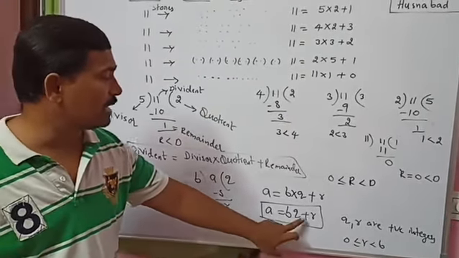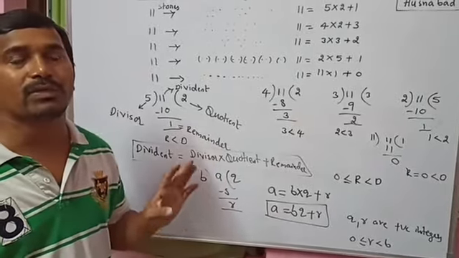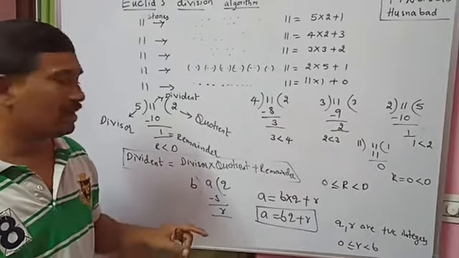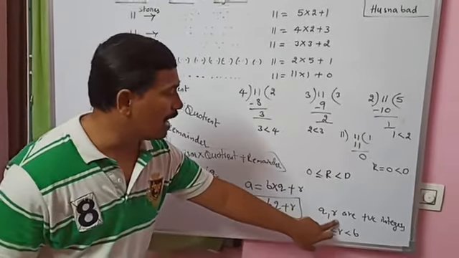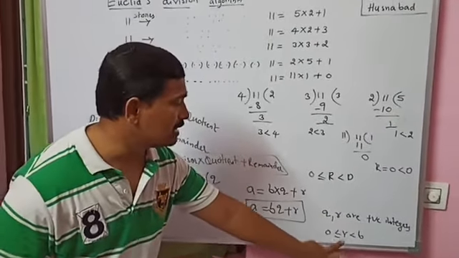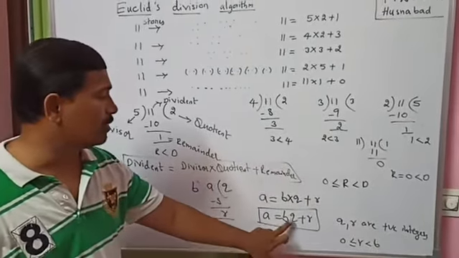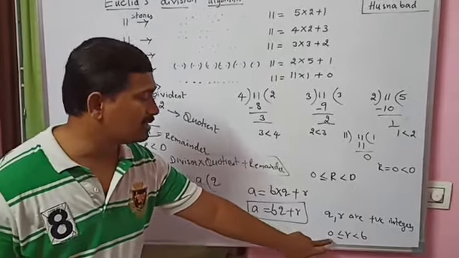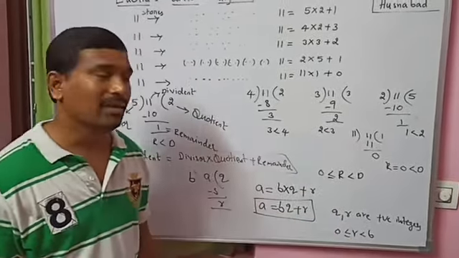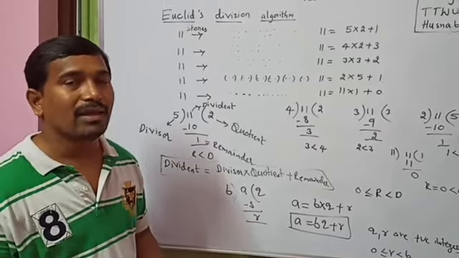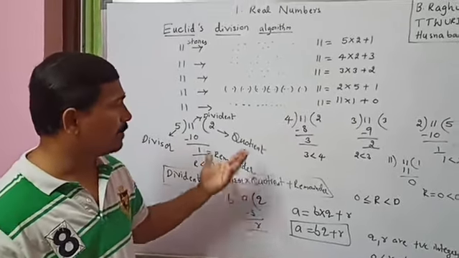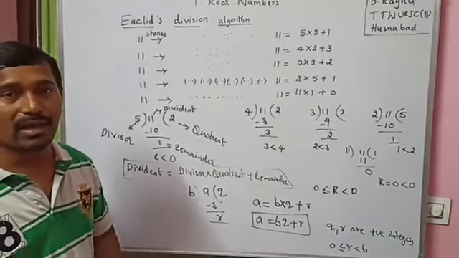So a equal to bq plus r. a, b are any two positive integers. There exist two integers q, r, positive integers, such that a equal to bq plus r, where 0 less than or equal to r less than b. This is called Euclid division lemma. Let us see some problems on this Euclid division lemma.